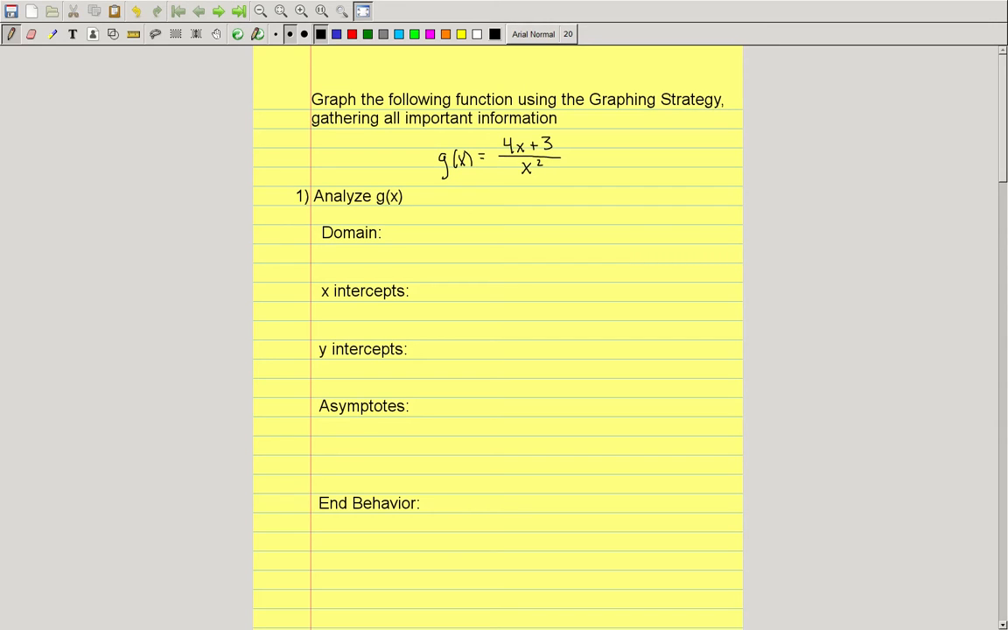The example that we would like to graph is the function g of x equals (4x plus 3) divided by x squared. We'll start by determining the domain of this function, and we see that the denominator is equal to 0 when x is equal to 0, so that tells us that the domain is all real numbers except for 0.